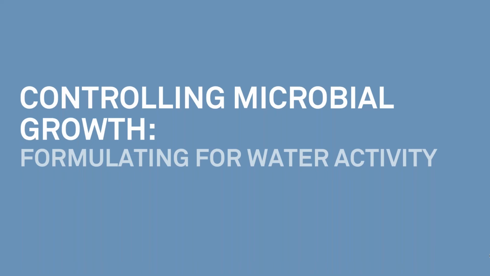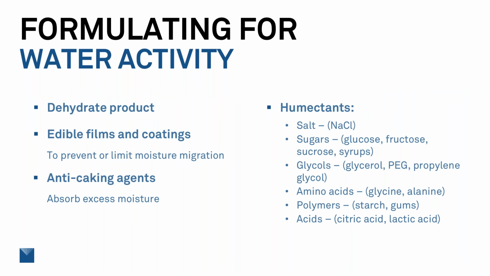All right, so if we know that we can reduce water activity, that will change what microbes we're going to grow. How do you actually do that? How can you formulate for water activity? First, you can dehydrate the product. That is the ancient way of preserving food, is just to dry it out. You lower the water activity, microbes can't grow, and it stays for a long time.